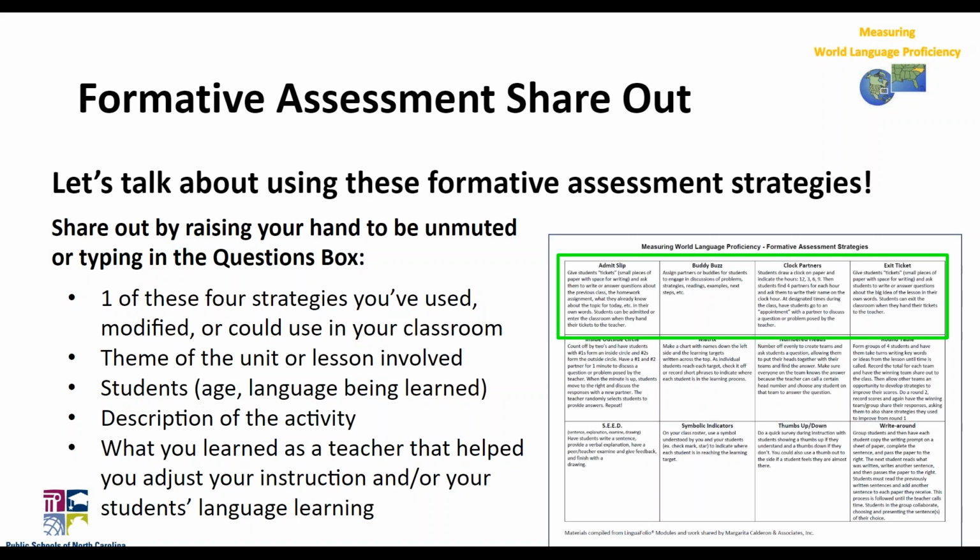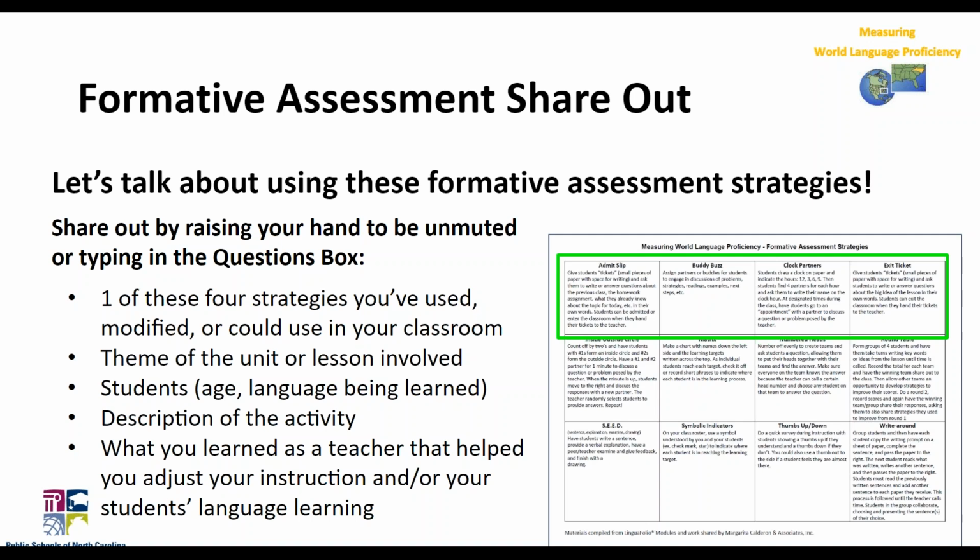Amy said that she's looking forward to using the admit slip tomorrow in her high school Spanish 1 class. She said they watched a 15-minute history video about the Moors in Spain and the contributions of Arabic to Spanish. And so she's going to use that admit slip tomorrow to get her students thinking about that again.